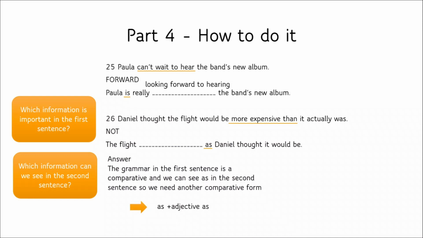And this is this structure, as plus an adjective plus as. So the correct answer is not as expensive as. And because the original sentence was in the past tense, the full answer is was not as expensive as.